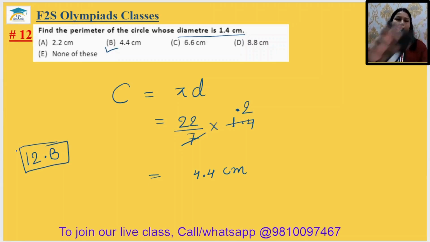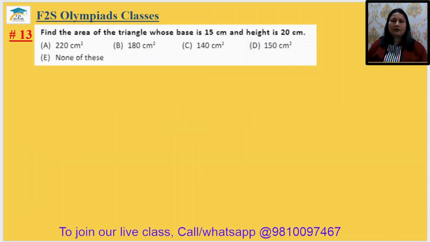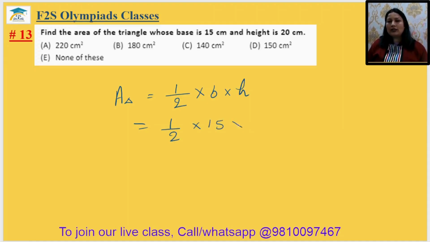Come to question number 13. Find the area of the triangle whose base is 15 centimeter and height is 20 centimeter. Area of a triangle, very simple. We know that area is half multiplied by base multiplied by height. So half, base is 15 centimeter and height is 20 centimeter. So 2 tens are 20 and 15 tens are 150 centimeter square. It is in option number D. The 13th answer will be option D.